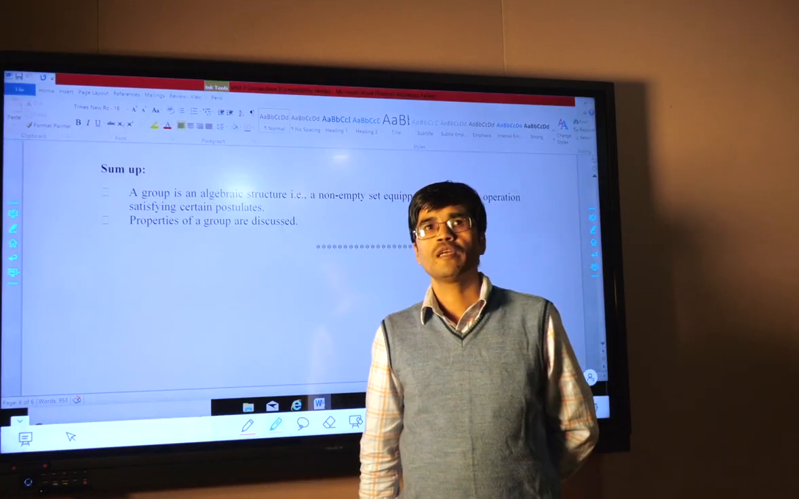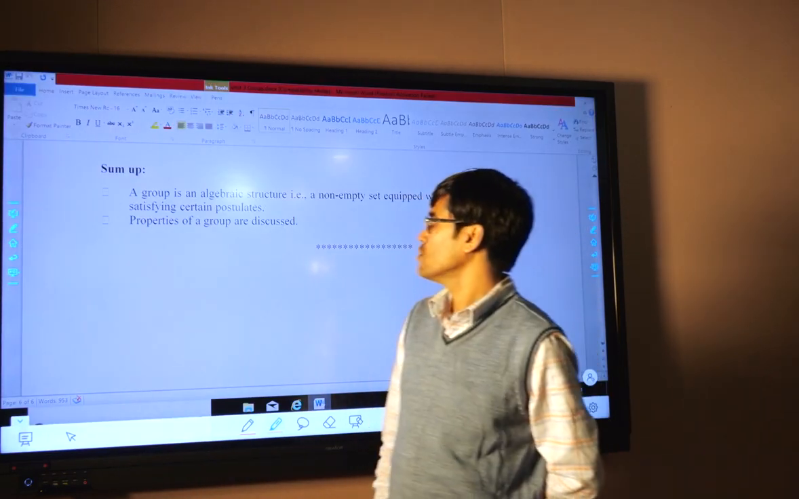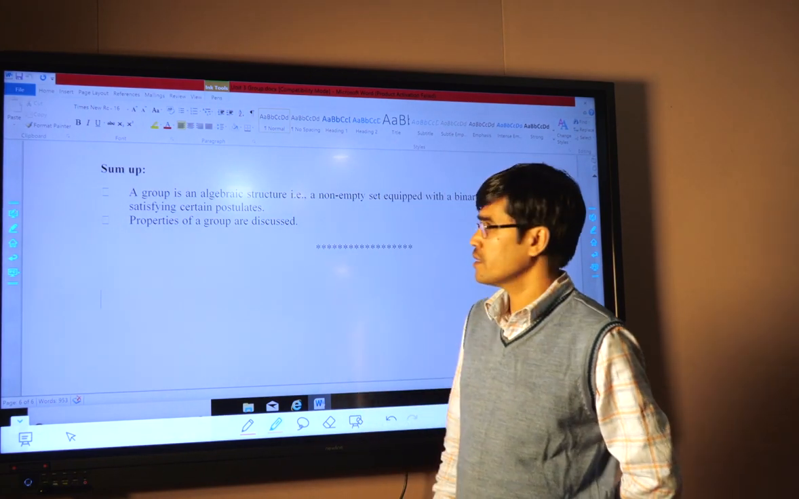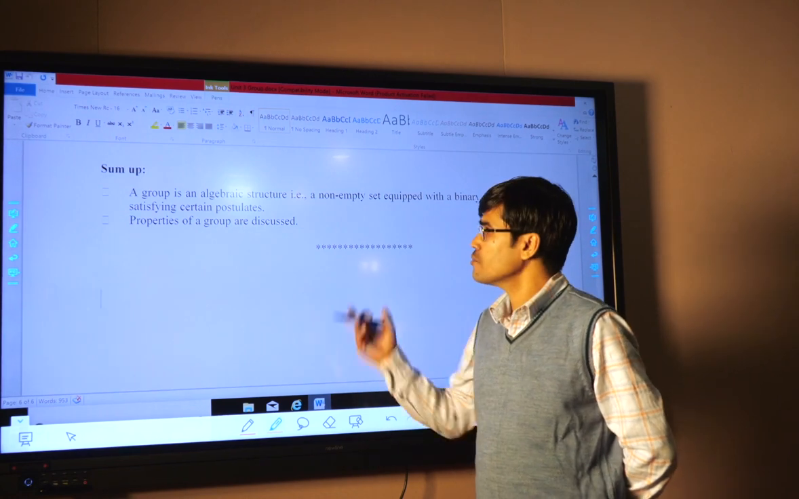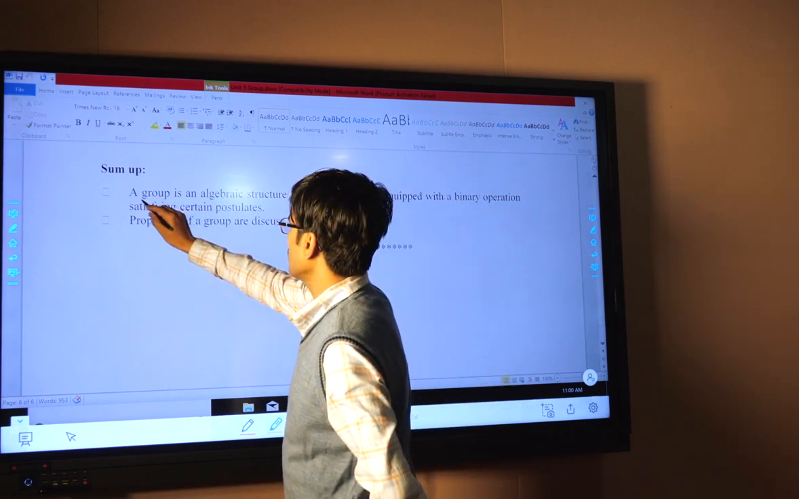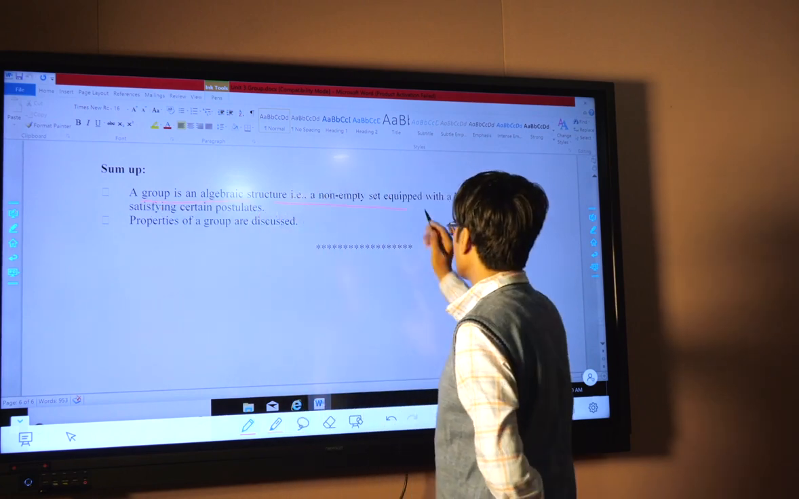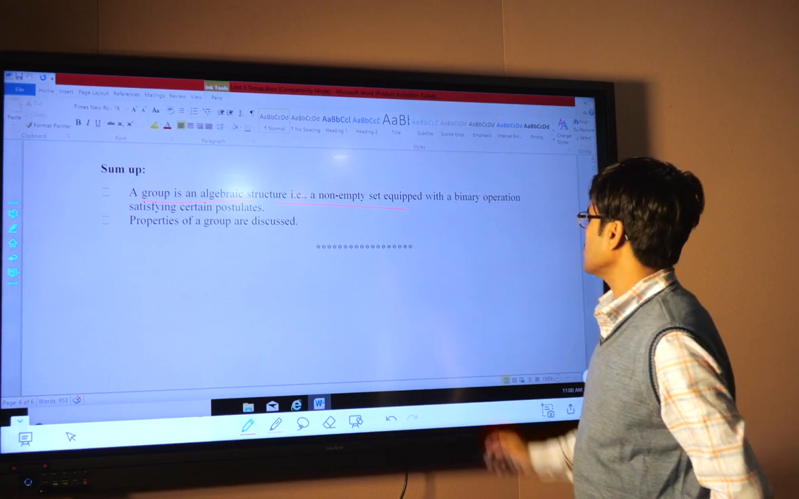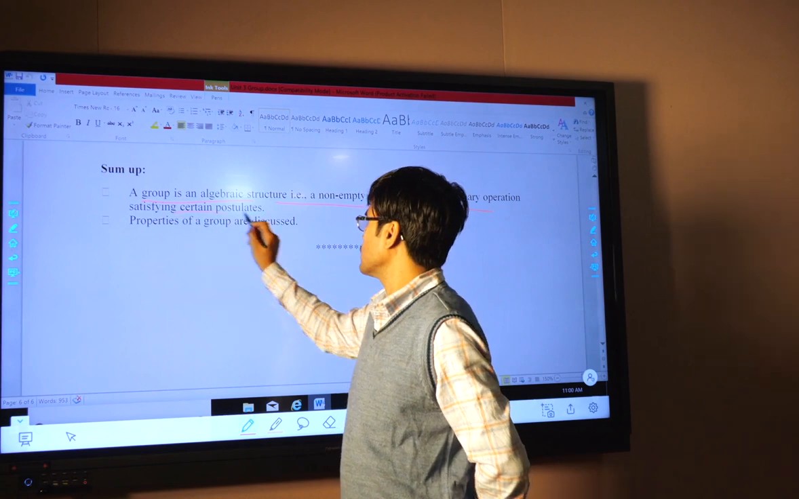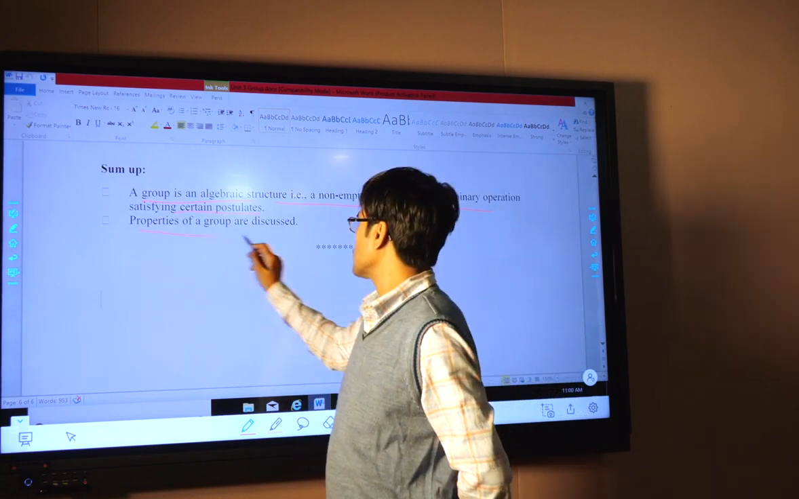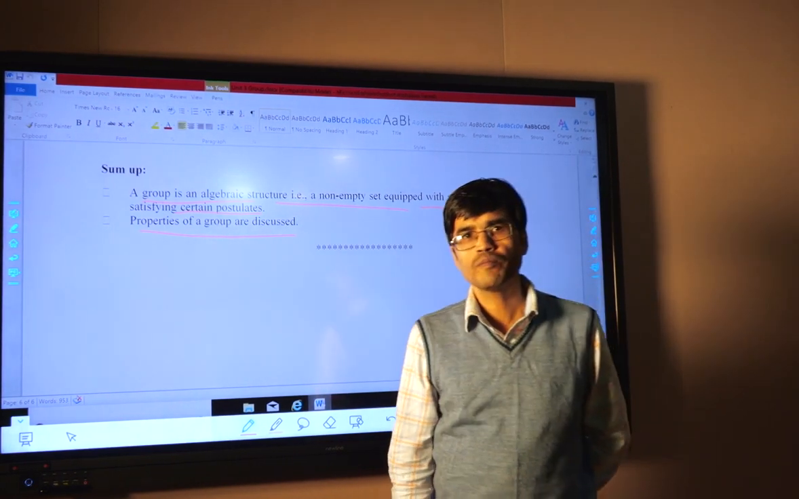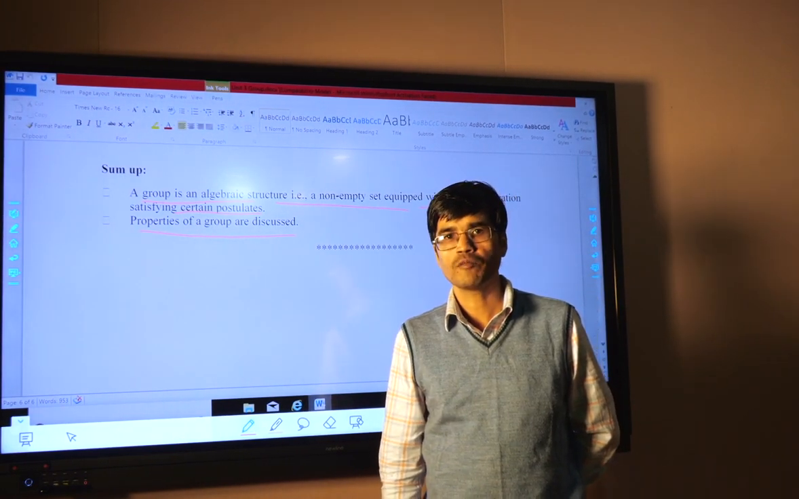So now we come to the end of today's class. In today's class we have discussed what a group is and the properties of a group, and we solved various types of problems. A group is an algebraic structure, a non-empty set equipped with a binary operation which satisfies certain postulates, and properties of a group were also discussed in today's class. In the next class we will discuss subgroup, coset and normal subgroup. So thank you.